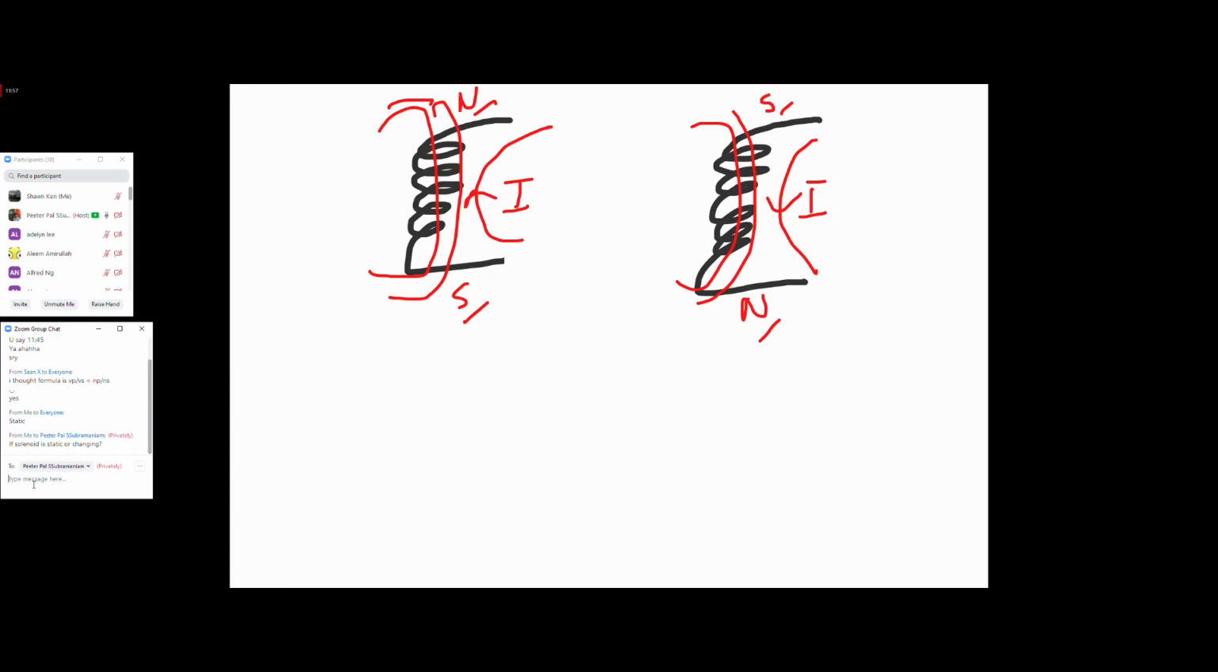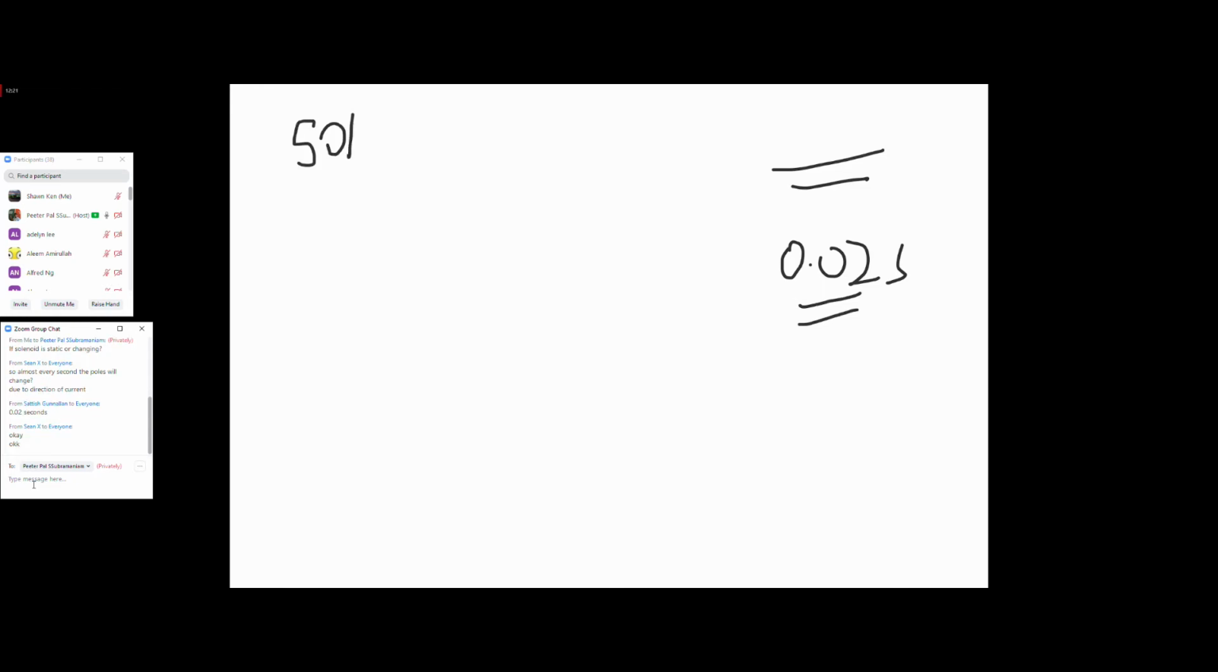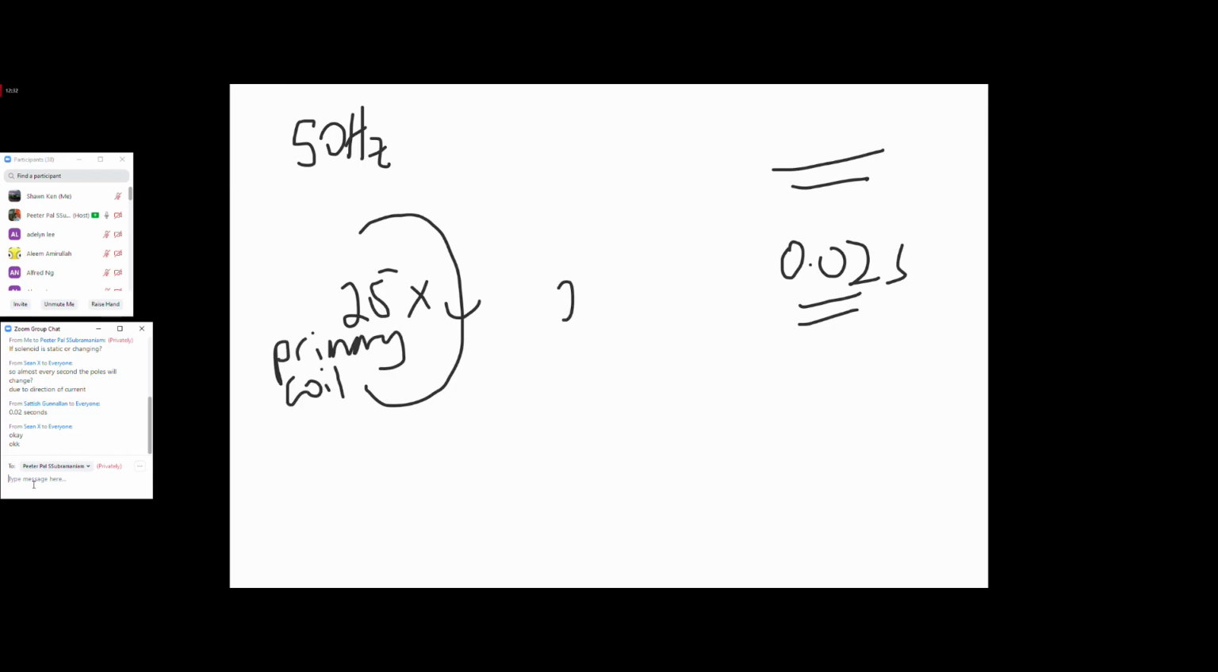Okay. Chuan asked me a question. Oh, AC and DC. Okay, see here. Yes, Sean, every 0.02 second, the poles are changing. Yes, the current direction changes every 0.02 second because of the 50 hertz frequency. So first 25 times the current flows this way in the primary coil, then another 25 times the current flows this way in the primary coil.